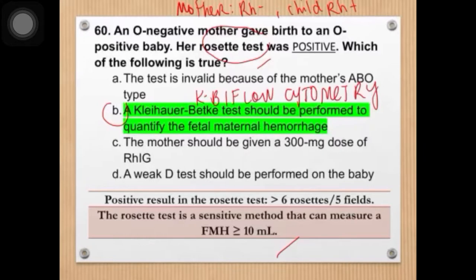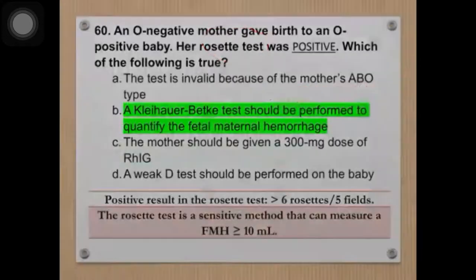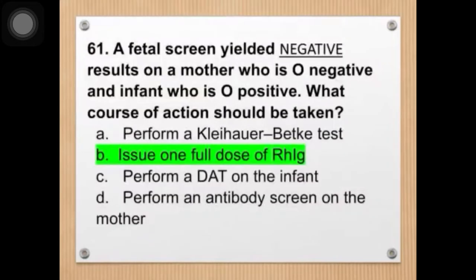Number 61, this is a question lifted from her. A fetal screen ang tinutukoy po dito. Rosette, a qualitative test for fetal-maternal bleed, the Rosette test, on a mother who is group O negative and a child who is group O positive. What course of action should be taken?